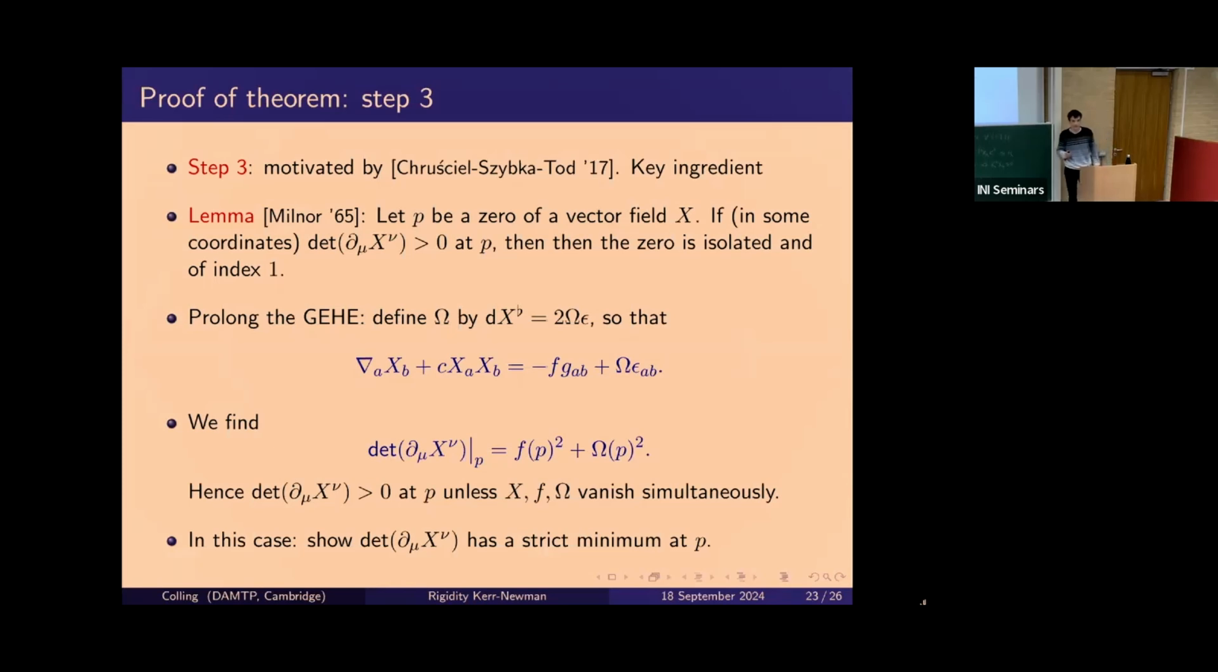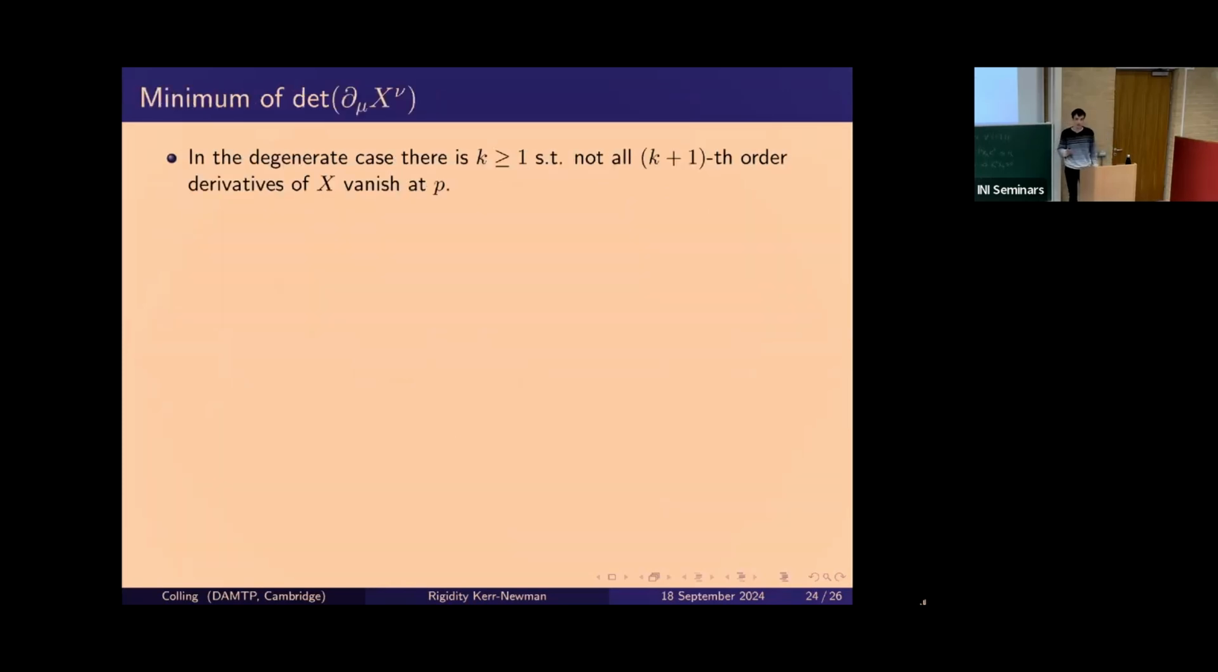So this relies on this observation I made before, that not all partial derivatives of components of x can vanish at this point P by the properties of this holomorphic function. So in particular, there exists some minimal k such that not all k plus 1 order derivatives of x vanish at P. And now the game will be to expand all quantities to leading order.